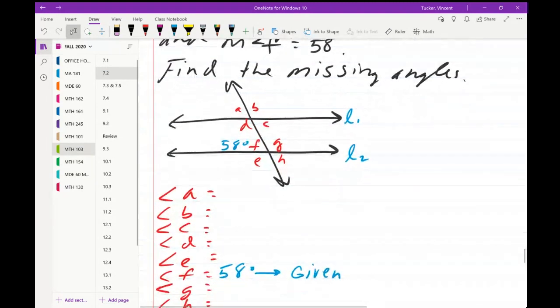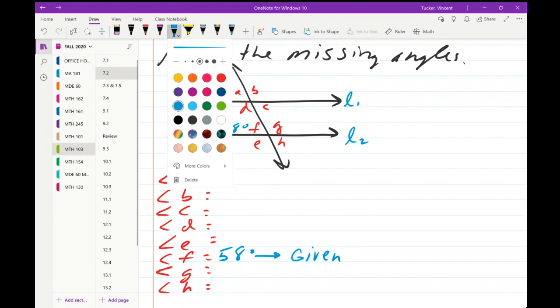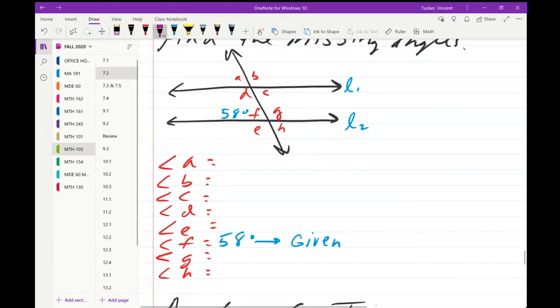All right, so let's go. Once again, we have F to be 58 degrees. The easiest one to start off with, with no calculation, would be H. Notice that it is opposite of F. I'll go with purple. So H is going to be 58 degrees, and it is a vertical angle with F.